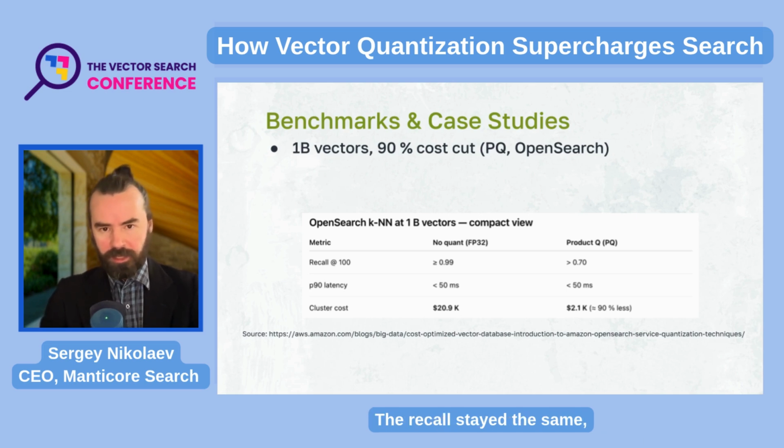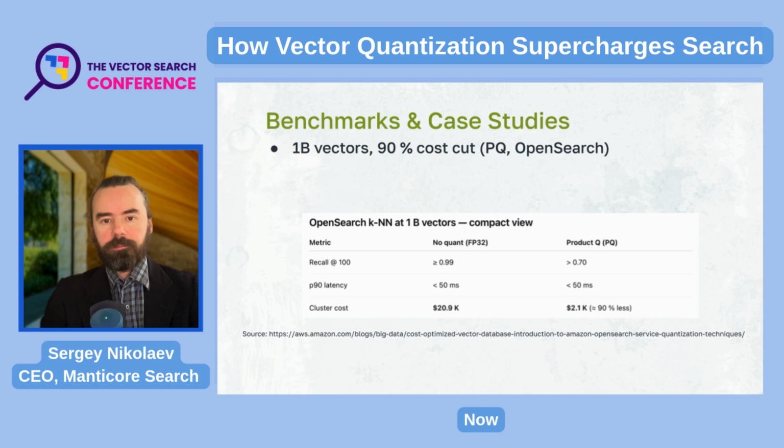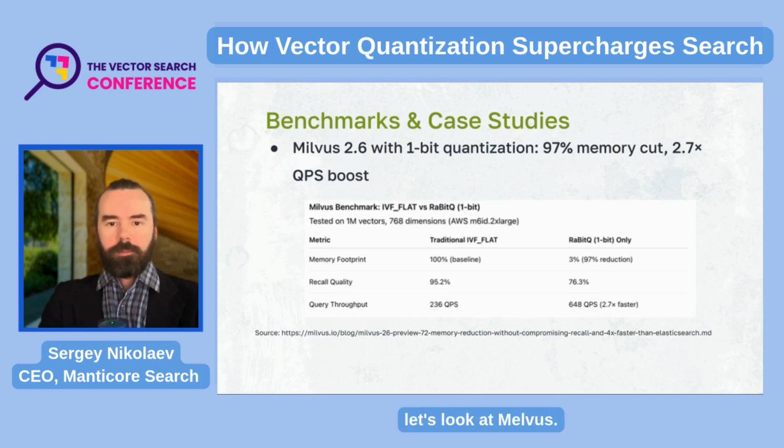The recall stayed the same, but the PQ version used just a tenth of the RAM. And the cluster cost? It dropped by around 90%. That's serious savings at scale. Now let's look at Milvus.